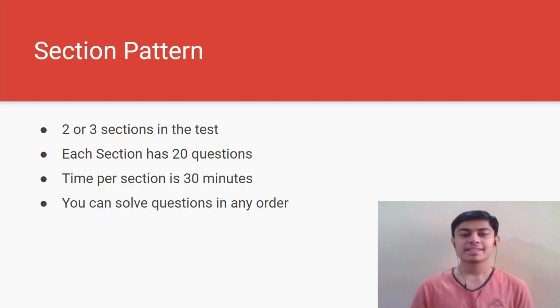Starting with the section pattern as usual, there will be 2 or 3 verbal sections in the test, depending on whether you get the experimental section as verbal or not. Each section will have 20 questions and the time per section is 30 minutes. Also, you can solve the questions in any order, so feel free to skip the difficult questions for the end.